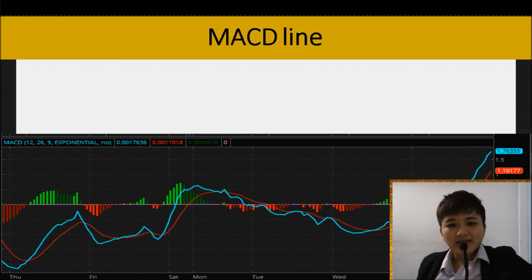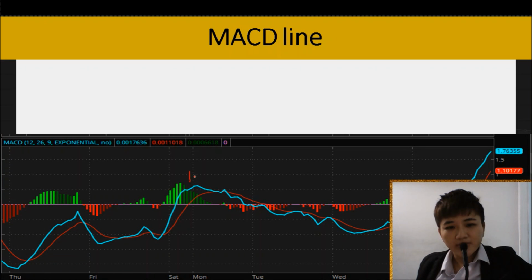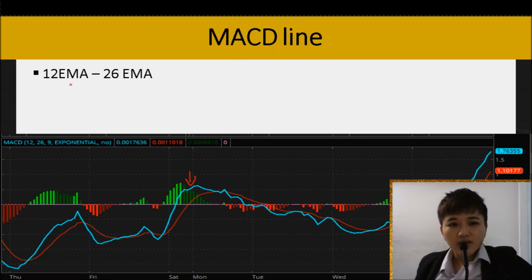So first things first, let me just go through what the MACD line is all about. Like I said, the MACD line over here is your blue line. So let's just focus on this blue line. What's this blue line all about? If you take your 12 EMA minus your 26 EMA, you would get this blue line right here, okay?